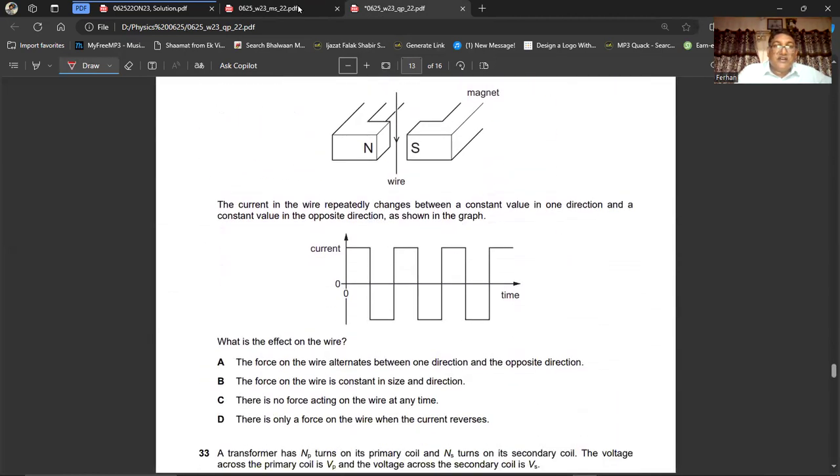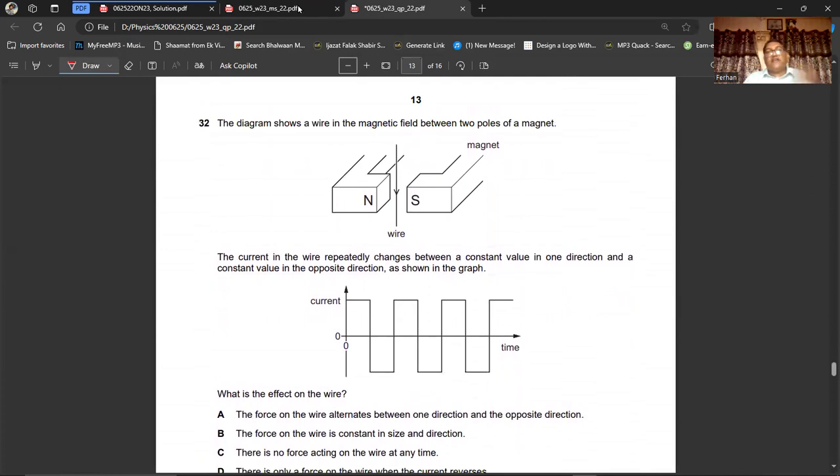Okay. Again, this question has a huge size. The diagram shows a wire in the magnetic field between two poles of a magnet. The current in the wire repeatedly changes between a constant value in one direction and a constant value in the opposite direction as shown in the figure. So remember, this is a current carrying coil placed in a magnetic field. So if you have a current carrying coil placed in a magnetic field, it experiences a force. Whether the current is constant, whether the current is changing, whether the current is downward, whether the current is upward, it experiences a force.